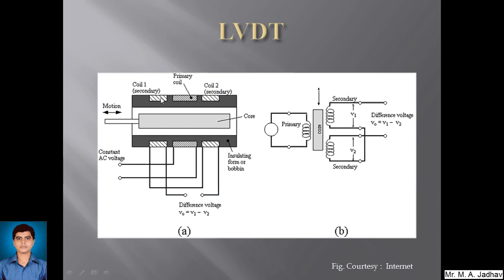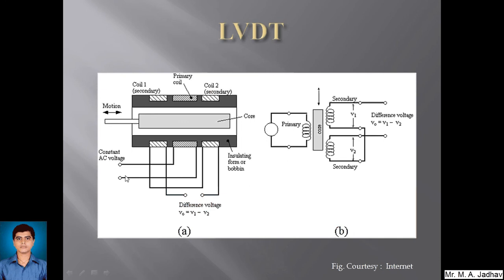So let's say here V0 is the output voltage, which is the difference of V1, the voltage from coil 1, and V2, the voltage from coil 2. So V1 and V2 are the voltages generated in secondary 1 and secondary 2. V1 minus V2 will be V out, and when the core is at the center position, V1 will be equal to V2, and because of that the voltage will be 0. So it will give us a reading of 0 on the monitor.